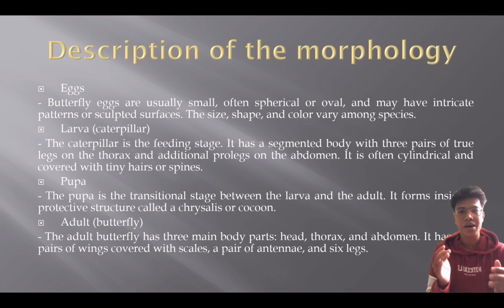So, when they become a pupa, the pupa is the transitional stage between the larva and the adult. It forms inside a protective structure called a chrysalis or cocoon. And next, when they become an adult, which is a butterfly, the adult butterfly has three main body parts, which are head, thorax, and abdomen. It has two pairs of wings covered with scales, a pair of antennae, and six legs.